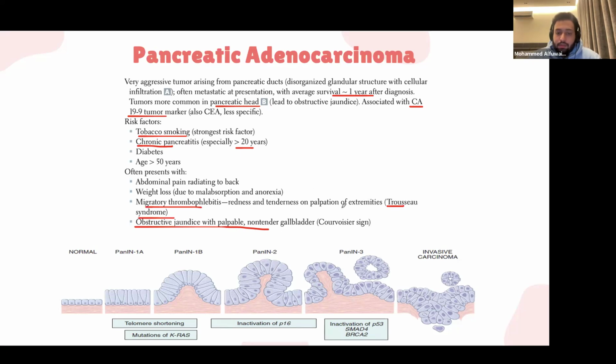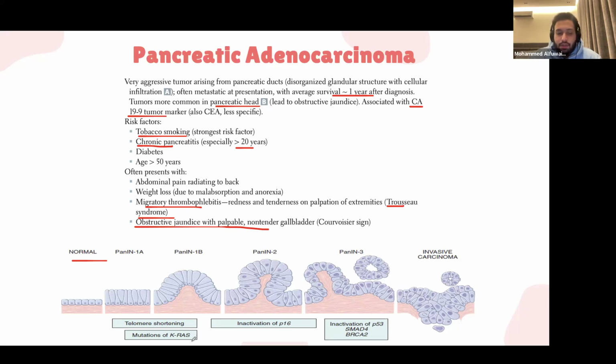Now, just like colorectal cancer, this has a sequence of mutations that it requires, which are the genes that you need to remember. So first it starts as normal pancreas. Then it has pancreatic intraepithelial neoplasia, which is 1A, 1B, 2, 3. It gets worse as it goes until it becomes invasive.